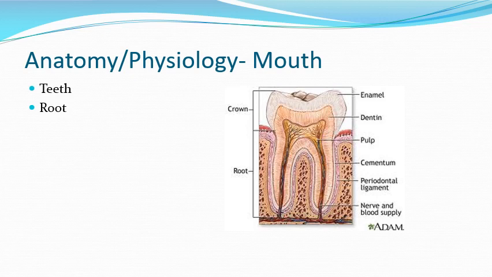And you can see within the root how the nerves and blood vessels innervate the tooth. So the root of the tooth, again, sits below the gum line. It's in the bony socket. The blood vessels and nerves provide circulation and sensation to the tooth.